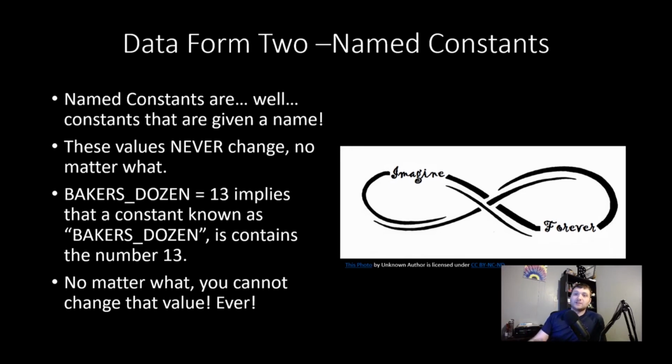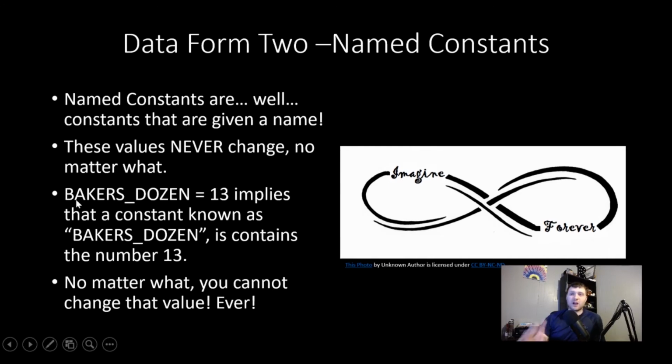So these values never change. A baker's dozen equals 13, right? Now, you'll see the syntax there, I've written this in all caps on purpose: BAKERS_DOZEN in all caps. That is pretty much good practice to get into, writing out named constants that way.